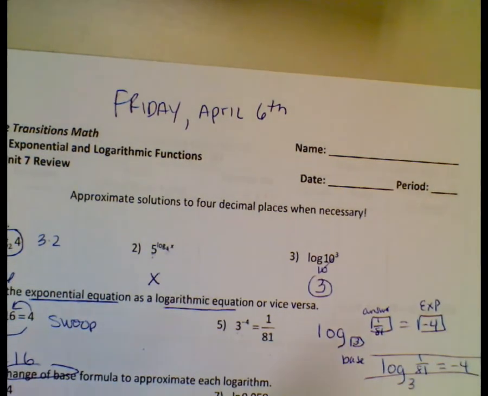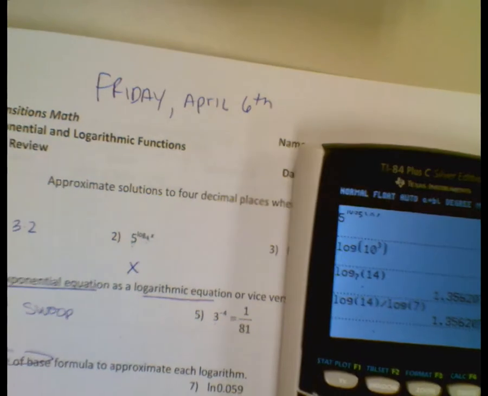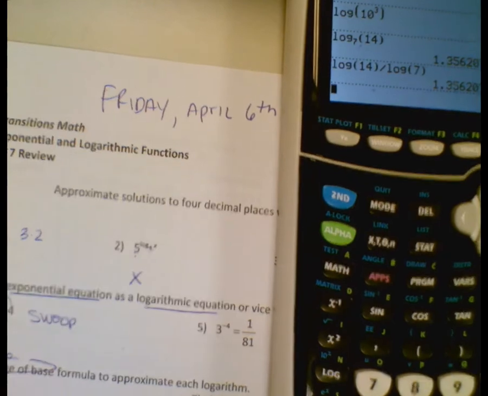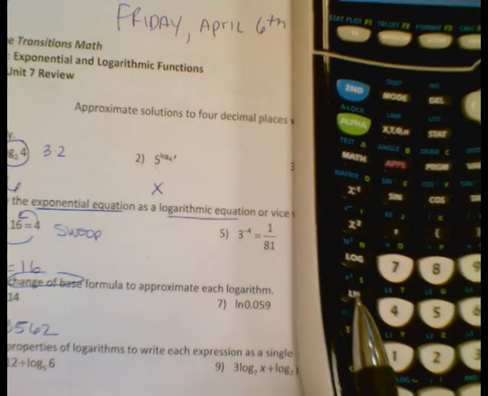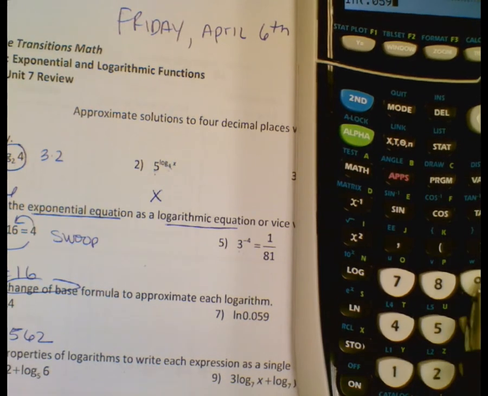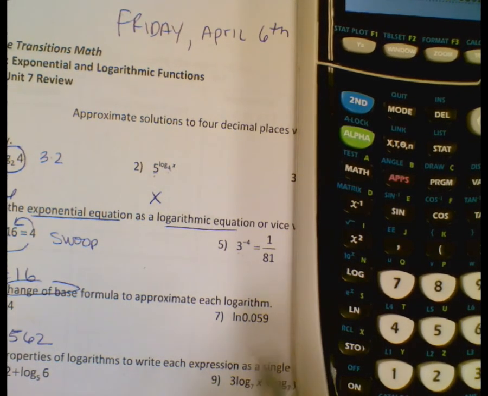This one, nothing fancy here. Everyone, no matter what calculator you have, can punch this one in. It's the natural log, so it's the key that's down here, this one right here. Oops, you can't see. This key right here. See it? Natural log. Press that key, and then 0.059. For a negative 2.8302.